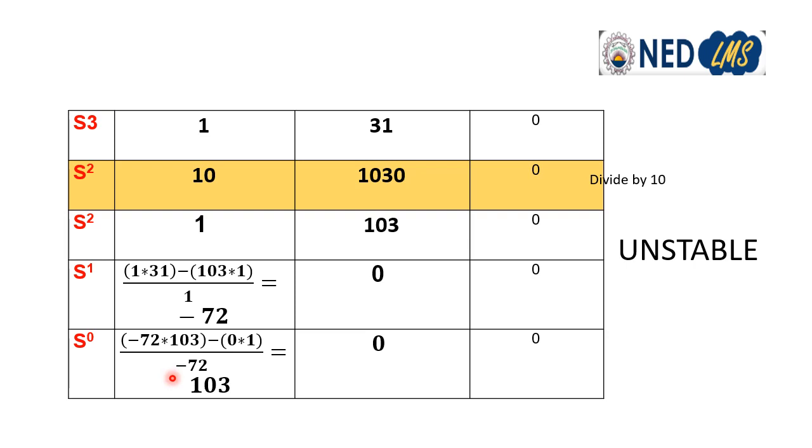So it means there are two sign changes in the first column, from positive to negative, and then again from negative to positive. If there are two sign changes in the first column, it means that there are two roots which lie in the right half of the s plane. So there are two roots with positive real parts, and we conclude that the system is unstable.